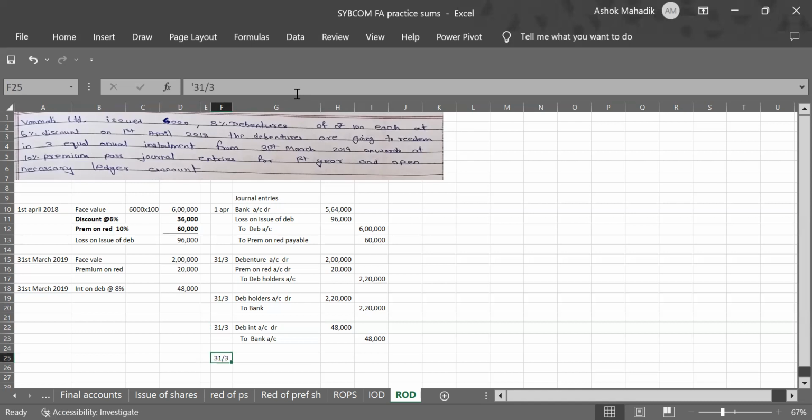So for interest, always record these two entries: first paid, and second transfer to P&L. On the debit side of P&L it appears as interest on debenture, so the entry becomes P&L to debenture interest, right? So I'll write P&L account debit, to debenture interest account.